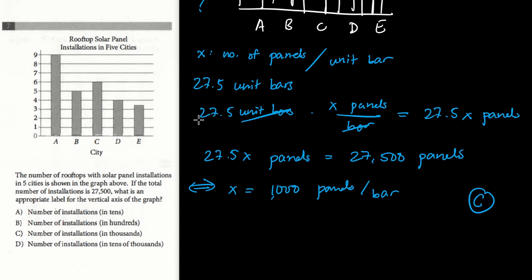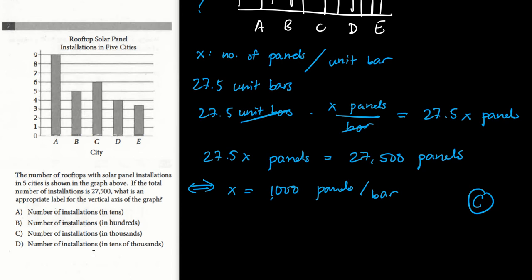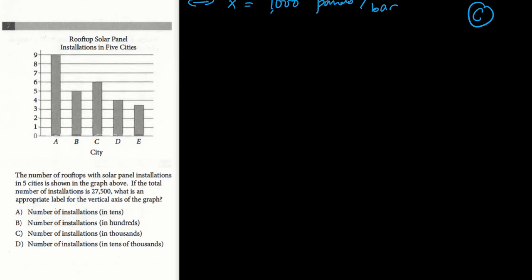Okay, so this is kind of a fun way to see how unit analysis is helpful to us. It's by no means necessary. Like again, you can think about this problem as just adding up the number of bars and then you can conclude that each of these bars must be 1,000 panels. But I think that this is a good way to see how unit analysis is useful in many different types of problems, even where you might not immediately think of using it. Okay, so now let's look at problem number 8.